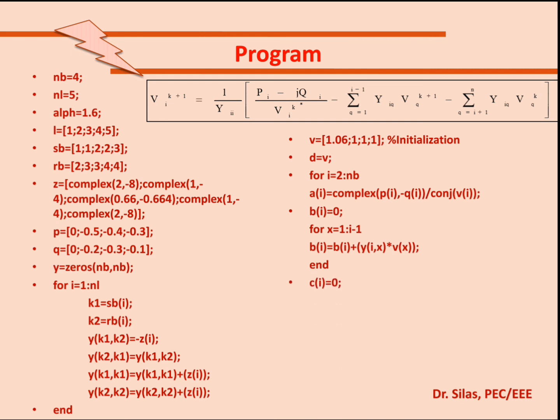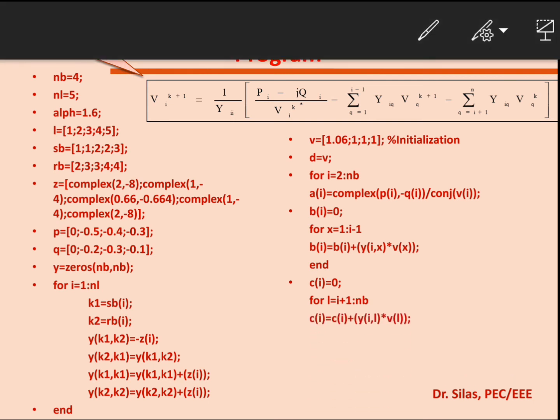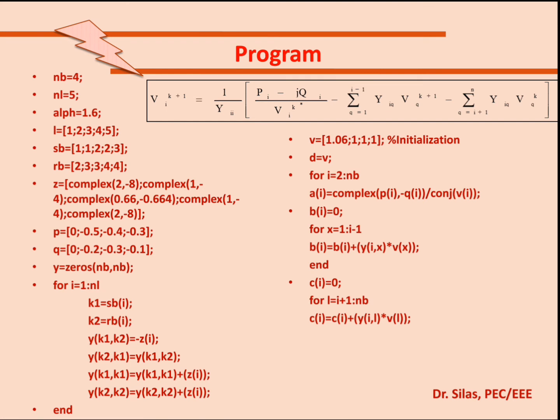Now I am finding the value of the third part of the equation. I am finding it as C of I. So C of I is equal to 0, I am assuming. Then I am forming a loop. Because we have a summation, for L is equal to I plus 1 to NB, C of I is equal to C of I plus Y of I comma L into V of L. So by that I find the value for C of I.